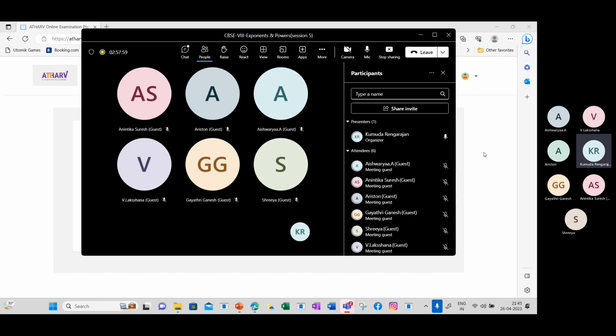Yeah, so that's about the portal, children. Assignments are available on exponents, so you can try them. And assignments will always be there. It's not that once you open the assignment, you cannot see it again. It's always there. You can always go back there and find the questions.